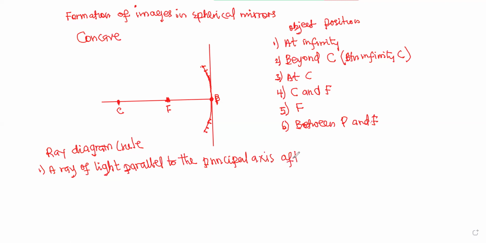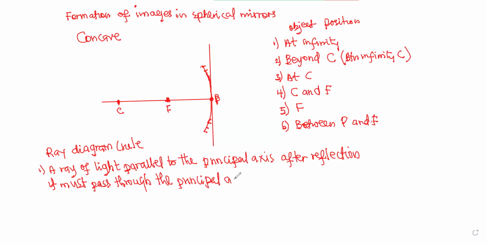after reflection, it must pass through the reflected ray. After reflection, it must pass through the principal focus, F. So that's the first rule, or one of the rules.